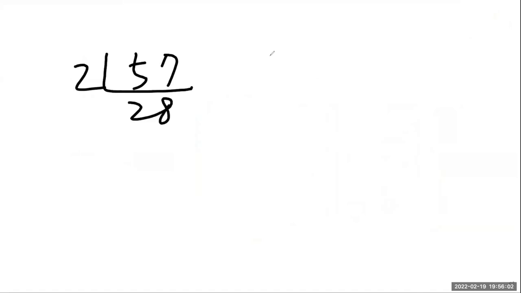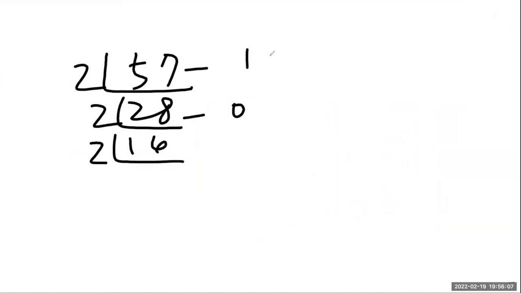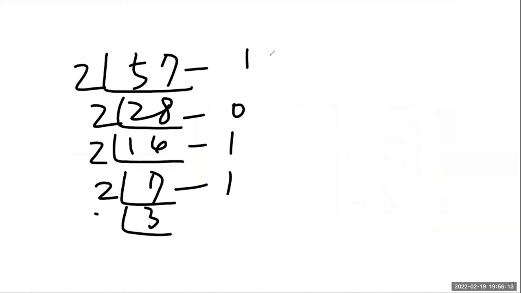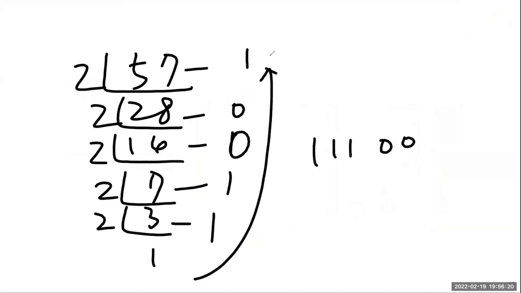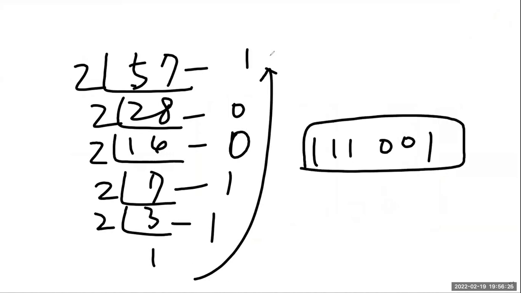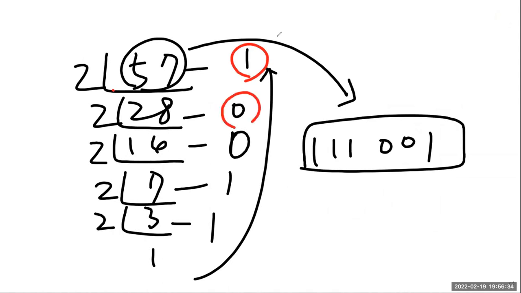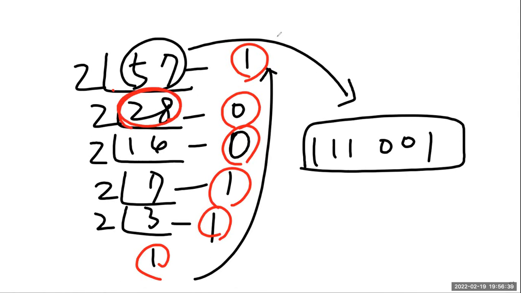Divide by 2, I get 28, remainder 1. Divide by 2, I get 14, remainder 0. Divide by 2, I get 7, remainder 1. Divide by 2, I get 3, remainder 1. Divide by 2, I get 1, remainder 1. I'm sorry, this one should be remainder 0. So you read from here to here, and you have 1, 1, 1, 0, 0, 1. So this is how you convert decimal to binary. Every time, take the remainder on the side, and put the quotient here. Is that okay?